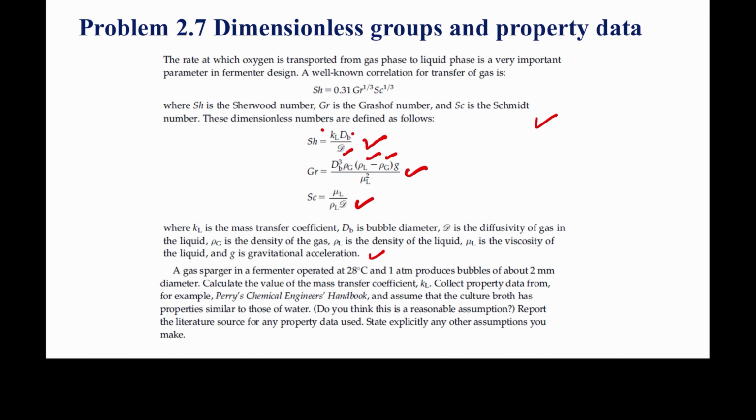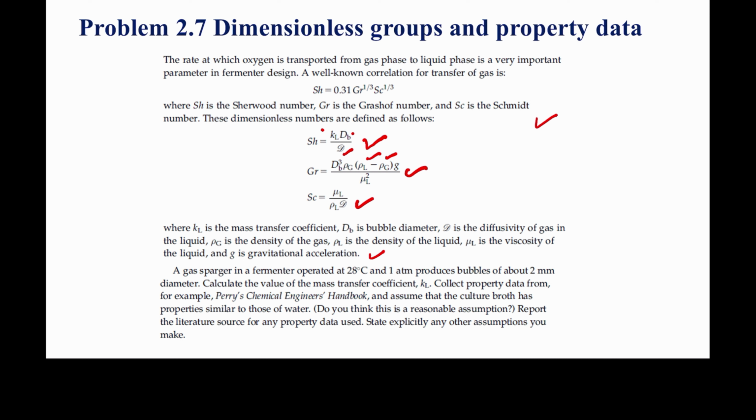Collect the property data from, for example, Perry's Chemical Engineer's Handbook, and assume that the culture broth has properties similar to those of water. This is very important. And also he is telling, do you think this is a reasonable assumption? Report the literature source for any property data used. State explicitly any other assumptions you have made.